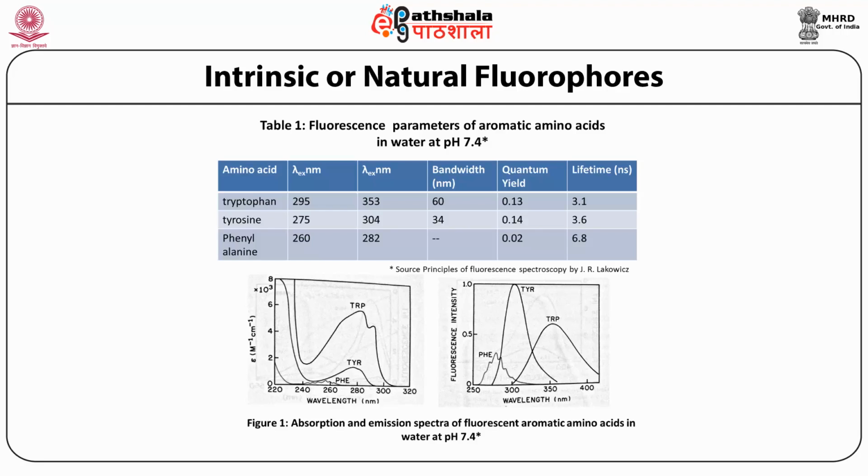The two graphs show the absorption and emission spectra of fluorescent amino acids in water at pH 7.4. You can see the highest peak is of tryptophan, that means the highest intensity, followed by tyrosine and phenylalanine in absorption spectra. Whereas the emission spectra is contrary, with slightly higher intensity compared to the absorption spectra, therefore useful for measurement.